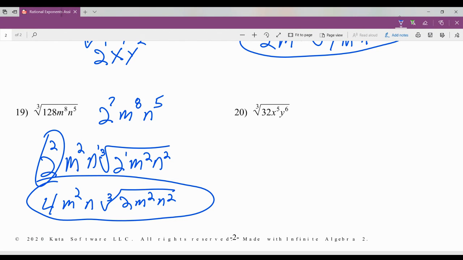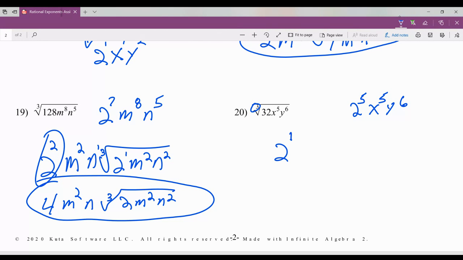And number 20. 32 I know is 2 to the 5th. And then I have x to the 5th. And then I have y to the 6th. But that's all being 3rd rooted. So each one of those exponents really should have a 3 in its denominator. But then simplify 5/3 and 6/3 and so forth. So that fraction is really a division. So what we end up with is 5 divided by 3. The new exponent is 1, and you have 2 left over.